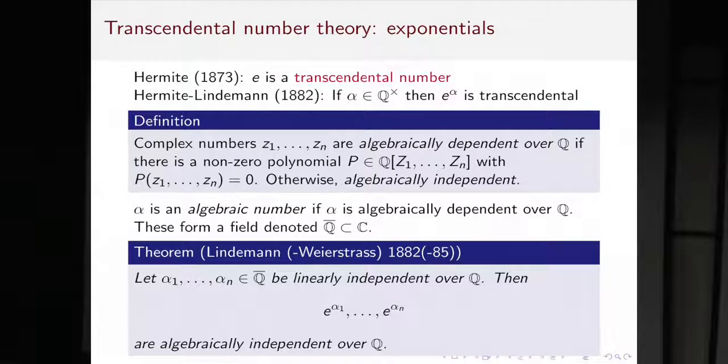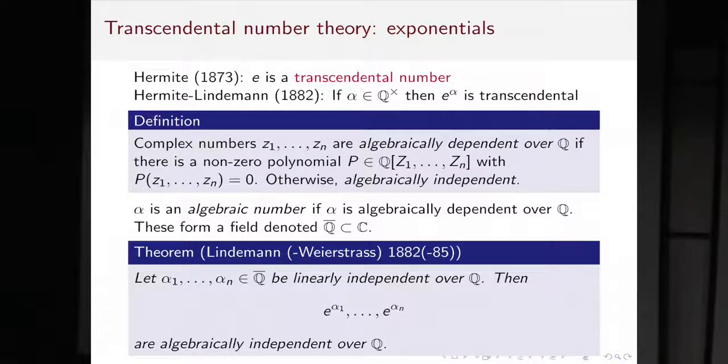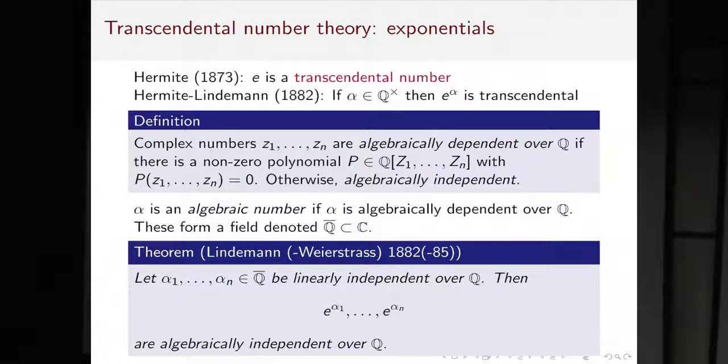And at the end of his paper, Lindemann stated, without proof, that by similar methods you could prove this. And later Weierstrass gave a proof of this theorem, Lindemann's theorem, that if you have algebraic numbers which are linearly independent over Q, then not only is each exponential a transcendental number, but those transcendental numbers are indeed algebraically independent. They have no relations over Q.